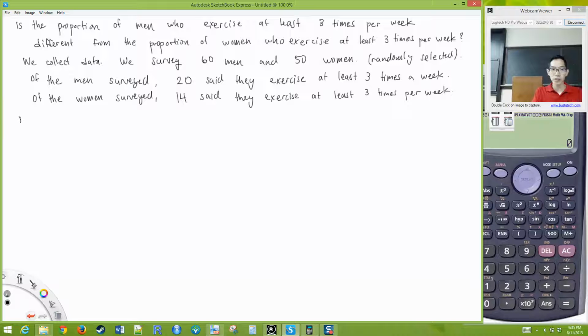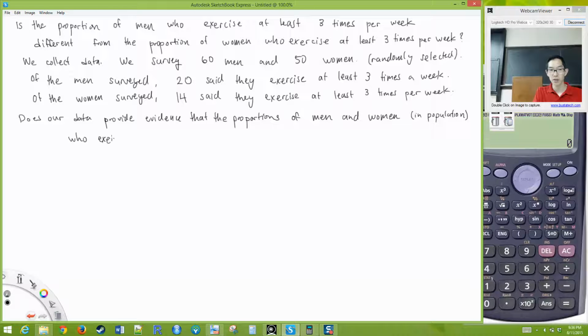Does our data provide evidence that the proportions of men and women in the population who exercise at least 3 times a week are different? I hate that I have to keep writing at least 3 times per week, but you have to be specific, right?